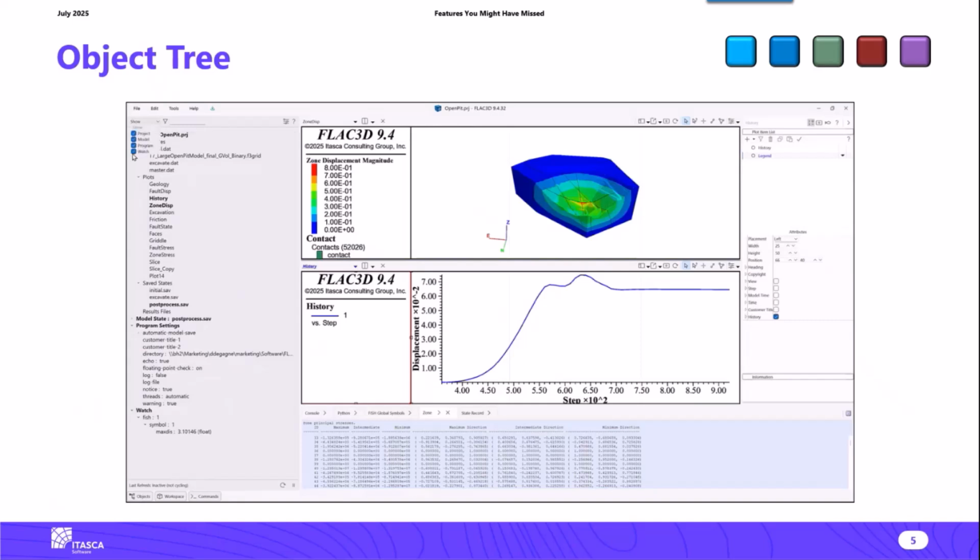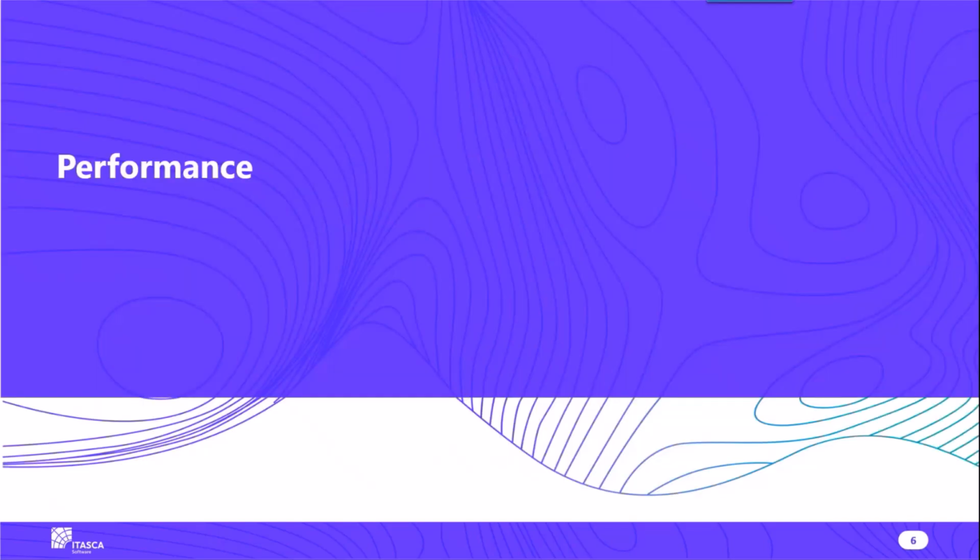Of course, we can turn any of these sections off to make it clearer or more usable for you. So that is a quick overview of the object tree, and it really is a nice way to quickly find a lot of information about your model state, your files, and that sort of thing. Let's now talk about performance.